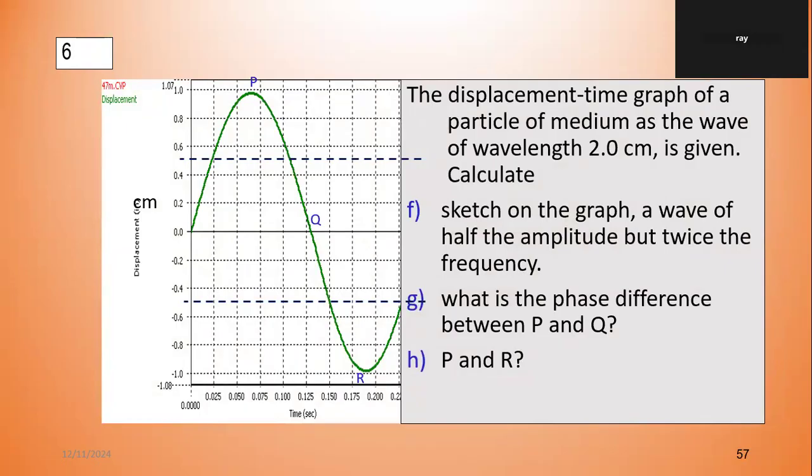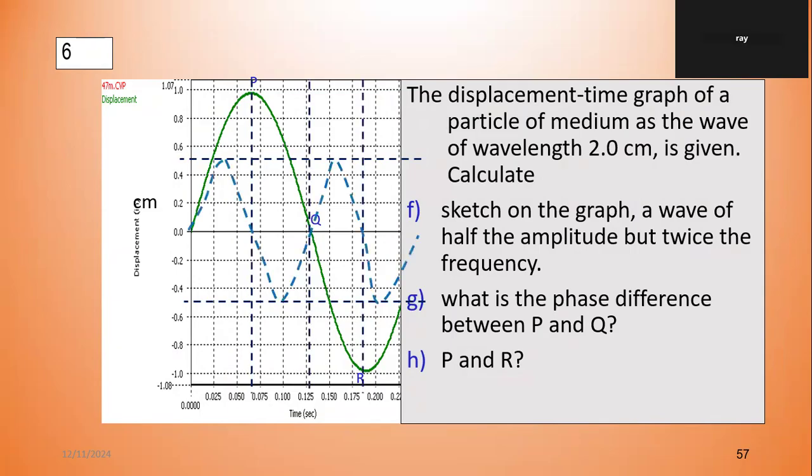What's the phase difference between P and Q? I can give you the answer, but go back and think about it. You can ask me. Half the amplitude, but twice the frequency. There's your P, there's your Q. Treat it as a sine graph, and then the horizontal axis as angle.